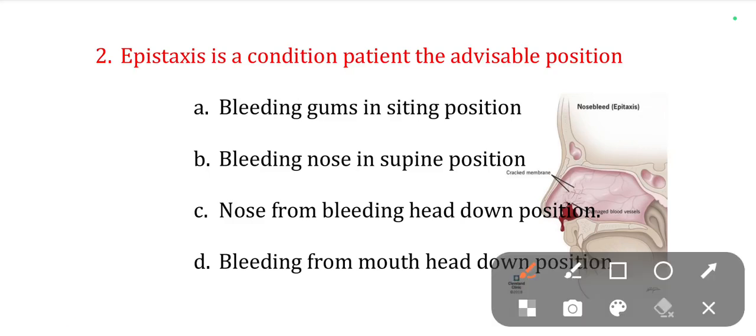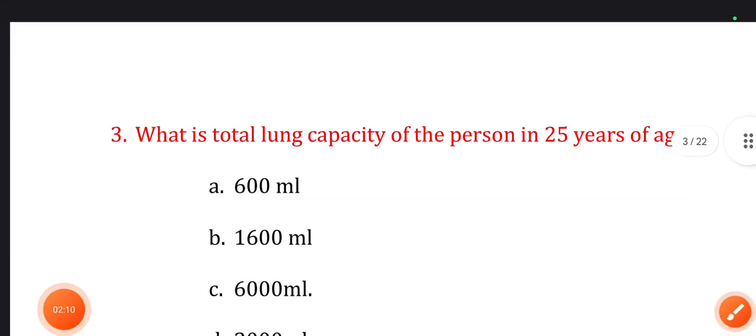So the right one is option C. Bleeding from the nose, and the patient has to sit in head down position. This is the position for the patient when he is having epistaxis. Epistaxis is nothing but bleeding from the nose.